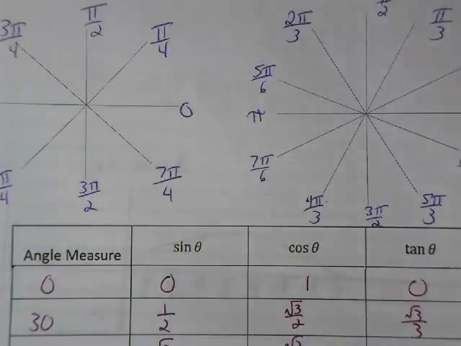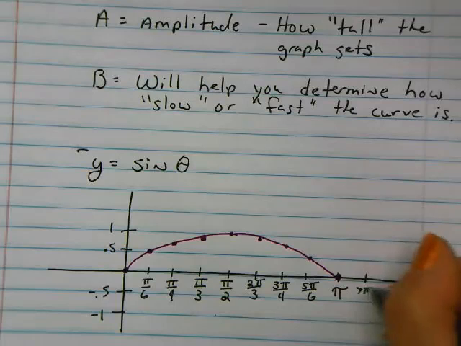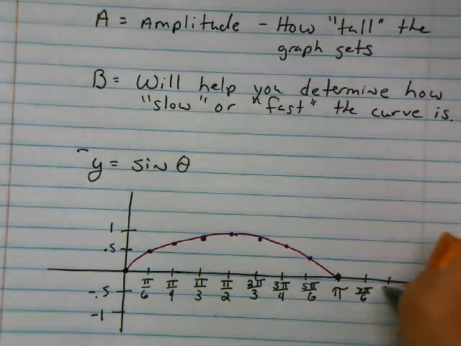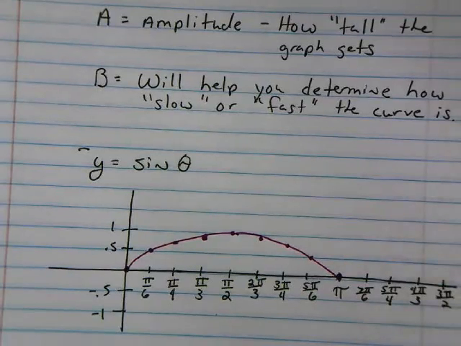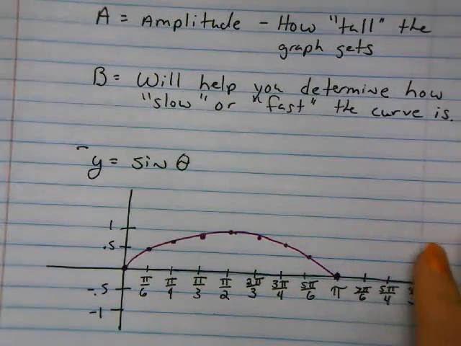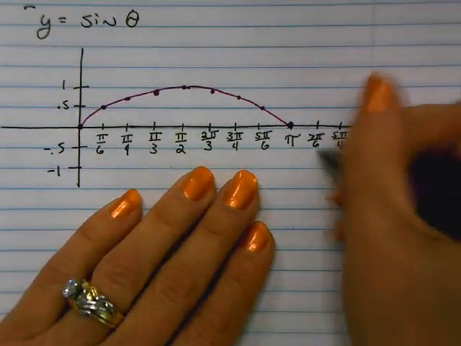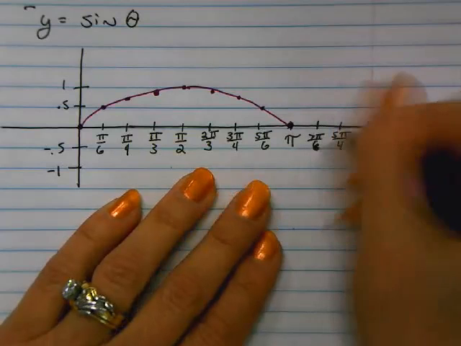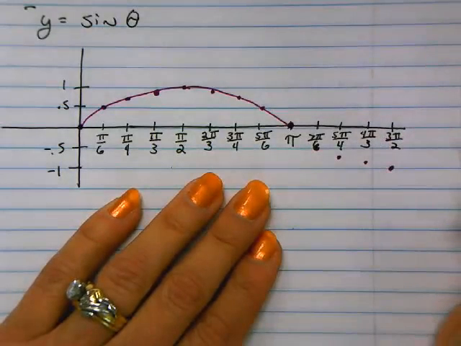So I'm going to have 7 pi over 6, 5 pi over 4, 4 pi over 3, and 3 pi over 2. They're going to take on the same values they have been taking on, but now I'm down in the negative realm. So pi over 6 is going to take me to negative 1/2, a little past, negative 1. So my curve continues downward.